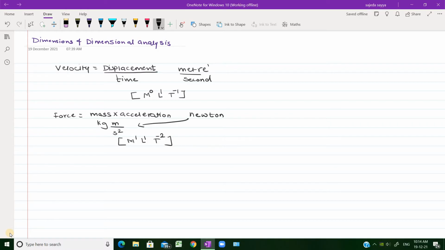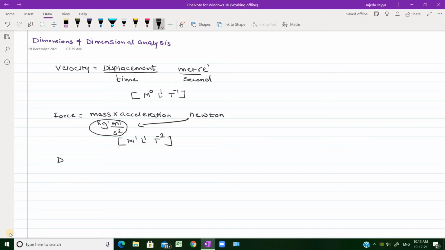The dimensions of any physical quantity are the powers to which the concerned fundamental units must be raised in order to obtain the unit of the given physical quantity. So to obtain the unit of any physical quantity, we need to express it in terms of its fundamental units, and the powers of those units determine the dimensions. We will find the dimensions from the unit. Even if we don't know its unit, we can derive that unit if we know its formula.